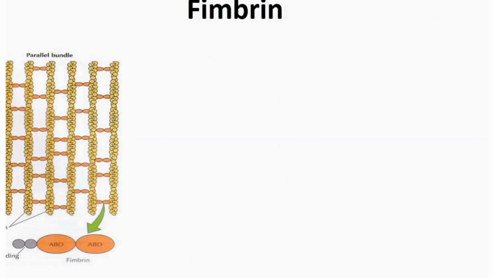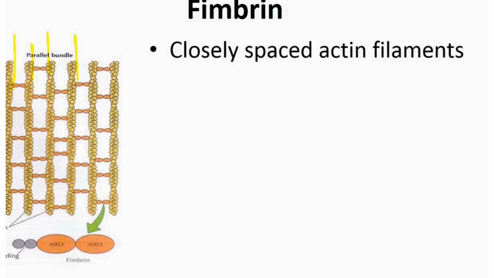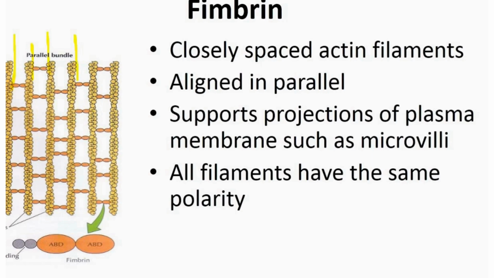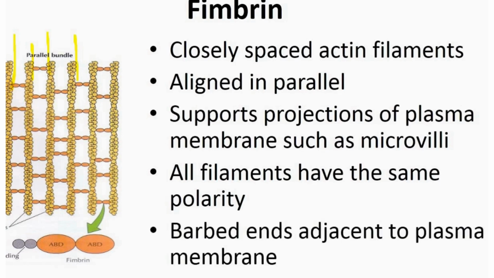If you see the diagram, these are parallel arrays. These fimbrin proteins are closely spaced actin filaments aligned parallelly, and they support projection of plasma membranes such as microvilli. All filaments have the same polarity, and the plus ends or the barbed ends are adjacent to the plasma membrane. So, these are the actin filaments shown in yellow and the fimbrin shown in orange, where fimbrin has a calcium binding domain.